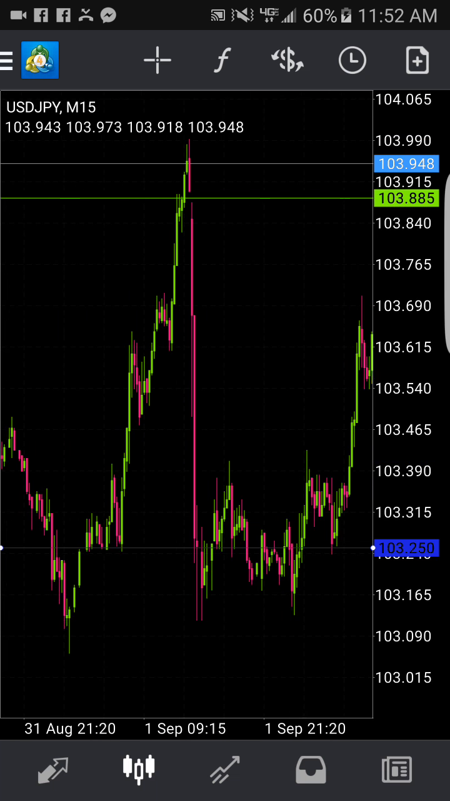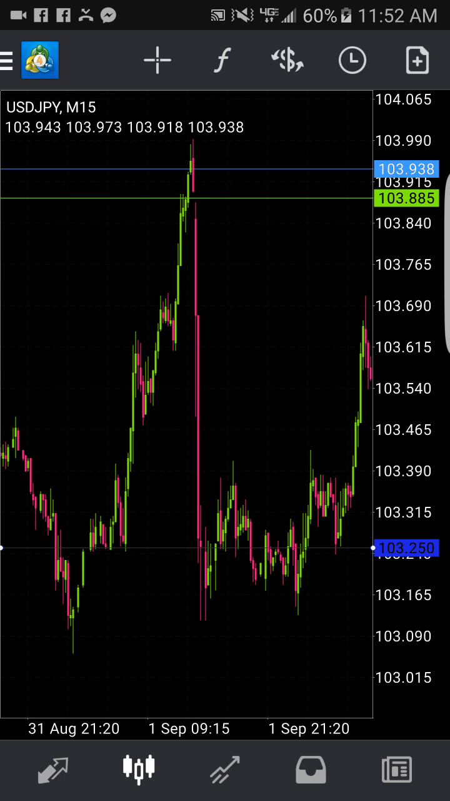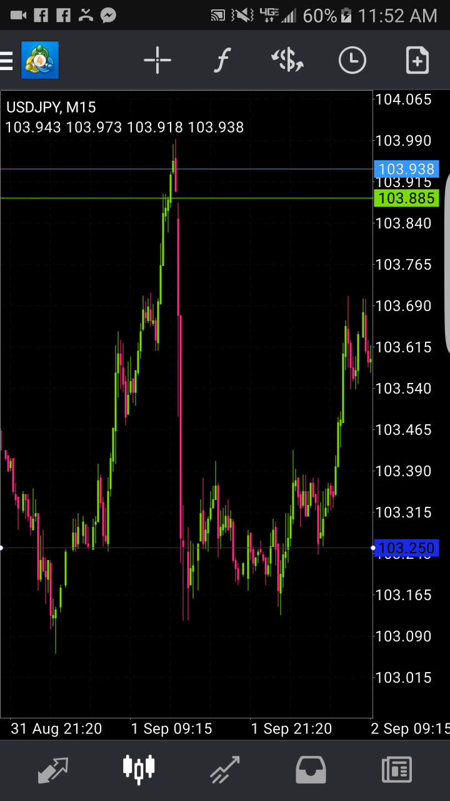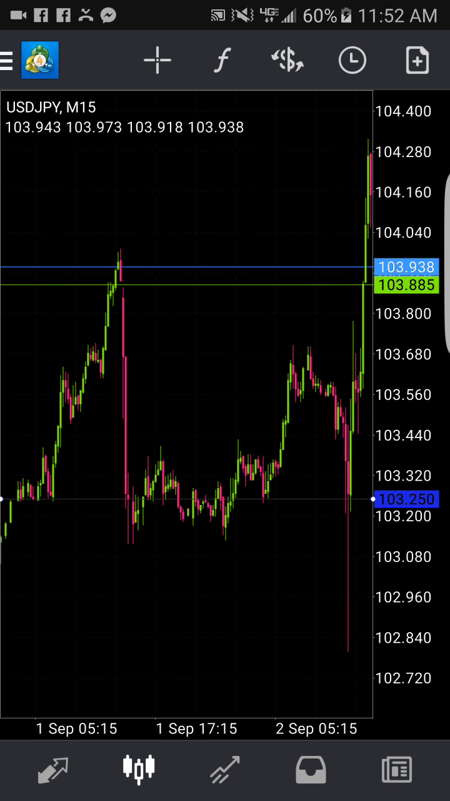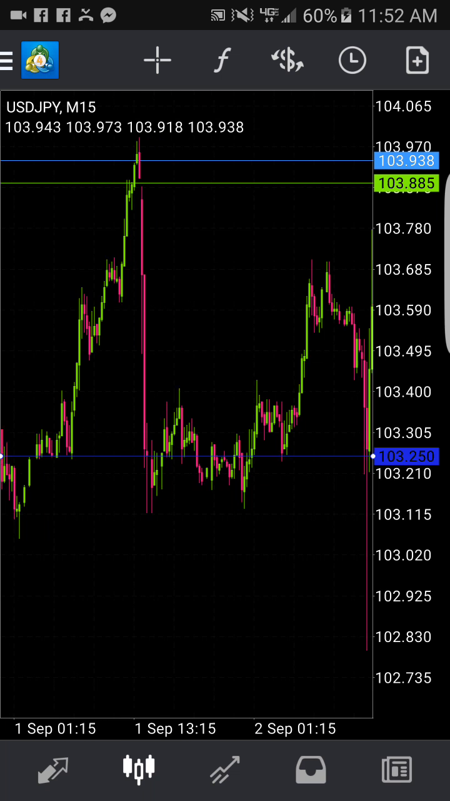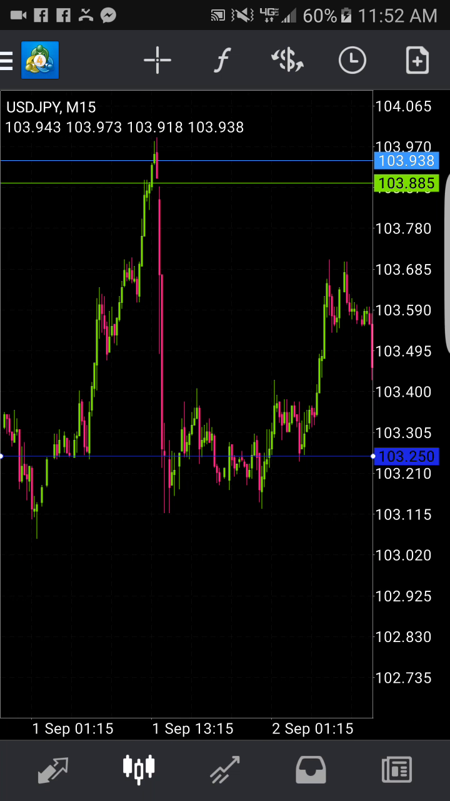So before NFP, the chart's looking like this, and then out of nowhere, when NFP comes out, UJ just goes down. It just shoots down. UJ or USDJPY, right? It just shoots hella down. Like, you see that? And at one point, this was a big red bar.